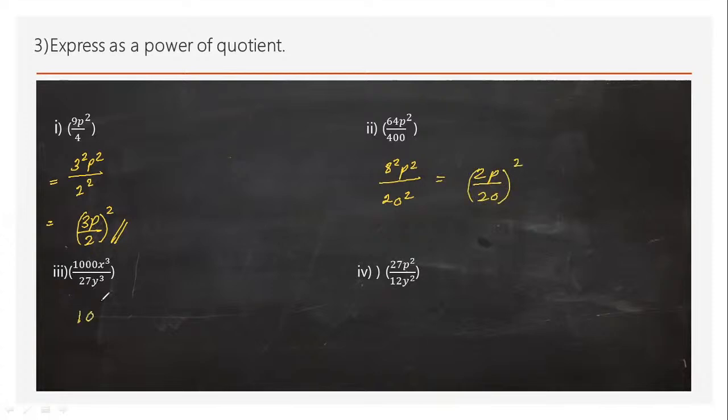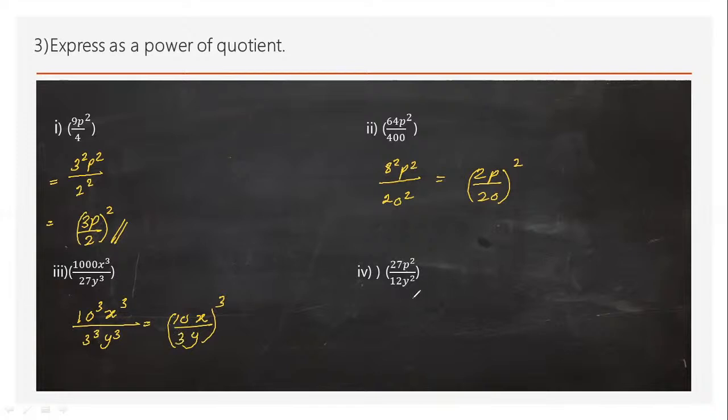1000 is 10 to the power 3, x to the power 3, over 3 to the power 3, y to the power 3. So (10x over 3y) to the power 3.